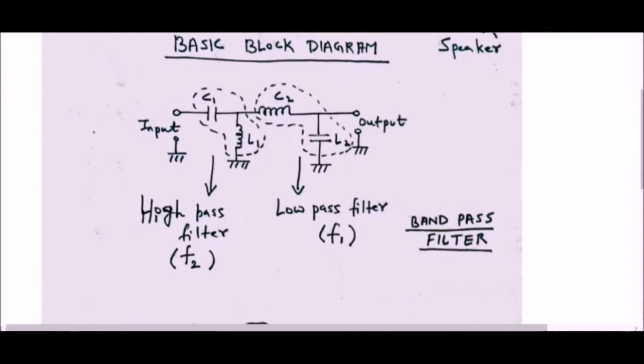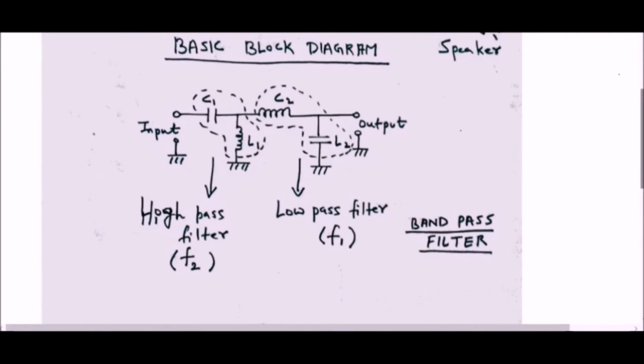High pass filter allows only the waves which have frequency higher than a certain frequency. Let's call it F2. And the low pass filter allows frequencies which are lower than a certain frequency. Let's call it F1. So if we combine them in series, in output we will obtain the waves which have frequencies in between F1 and F2.